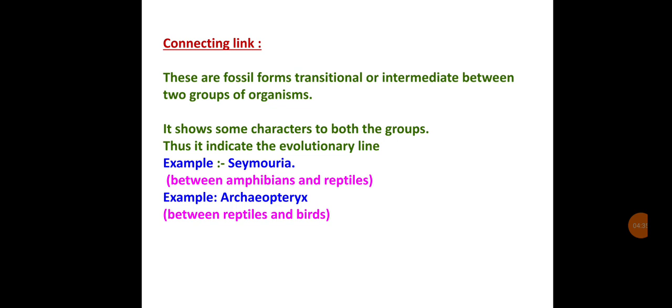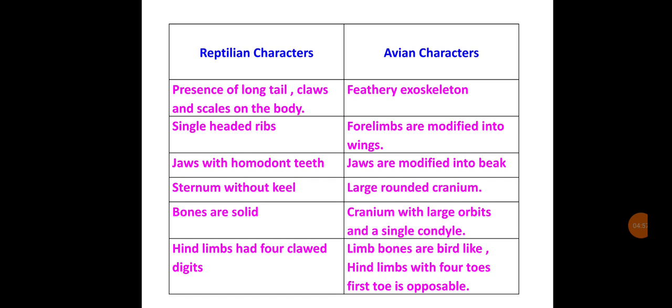Connecting link. These are fossils forming a transitional or intermediate stage between two groups of organisms. They show some characters of both groups. For example, Seymouria shows the characters of amphibians as well as reptiles. Archaeopteryx shows the characters of reptiles as well as birds.